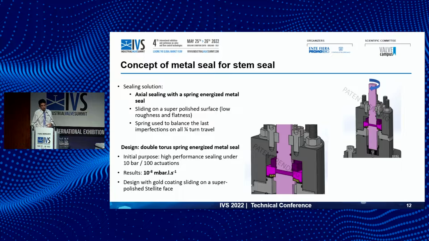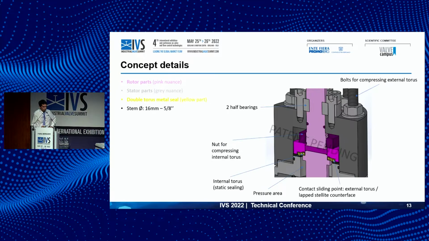The initial purpose was really to perform high performance sealing under 10 bars, so the pressure was not very high, and only 100 actuations, because this valve was dedicated normally to close an installation in case of emergency. So it is a valve which doesn't operate a lot normally. To be honest, the results were very surprising for us because we were expecting something at 10^-5, 10^-4 millibar liter per second, and the results were beyond our expectation. It was really impressive.